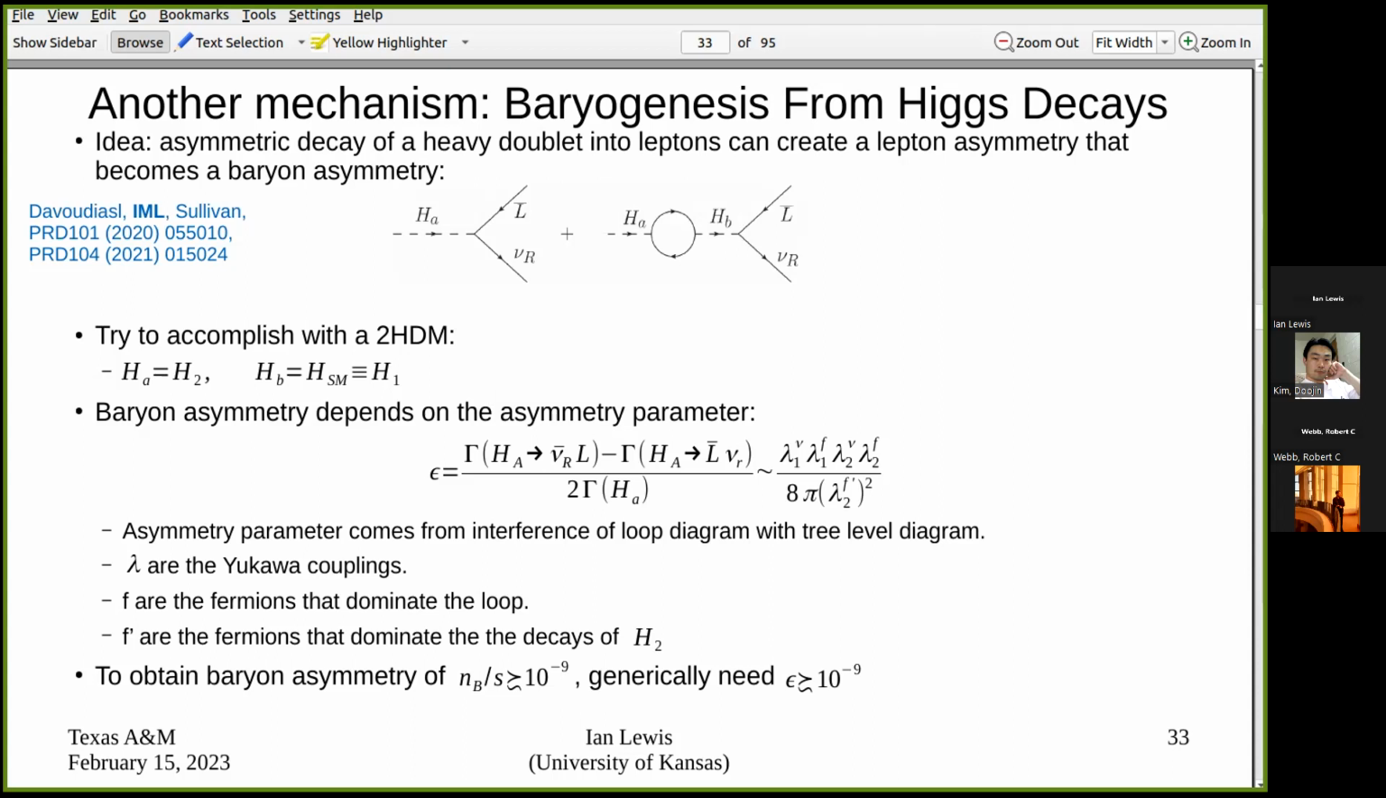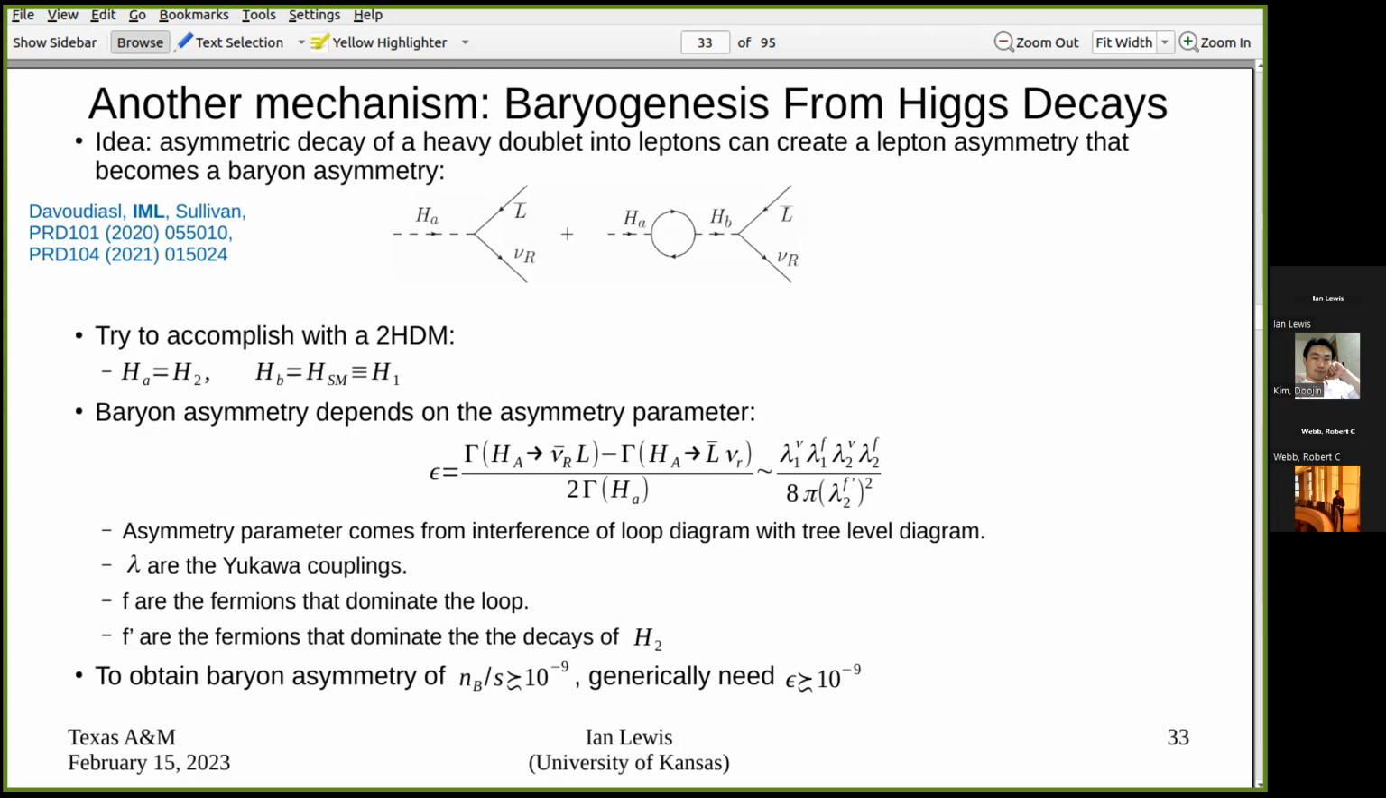So the total width just looks like something like 8 pi, and then you have whatever the strongest coupling is squared. Then this difference is this interference. I have a coupling of my H1 to leptons and whatever fermions are inside the loop, and then H2 to leptons, whatever to lepton neutrinos, or whatever fermions are inside the loop. So lambdas are the Yukawas, F are the fermions that dominate the loops, F primes are the fermions that dominate the decays of this H2.